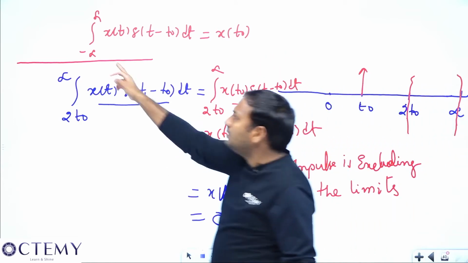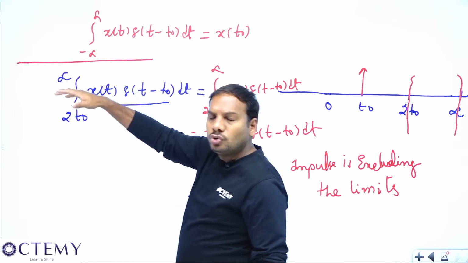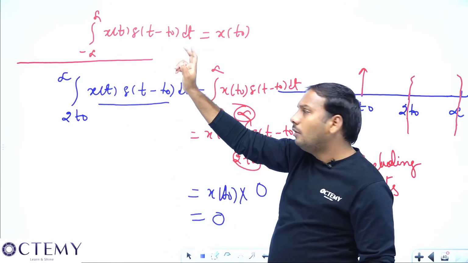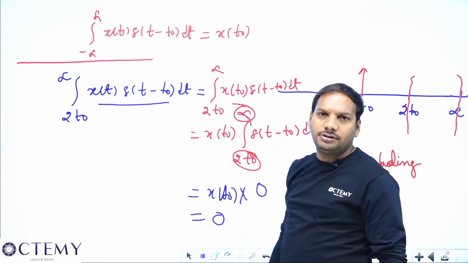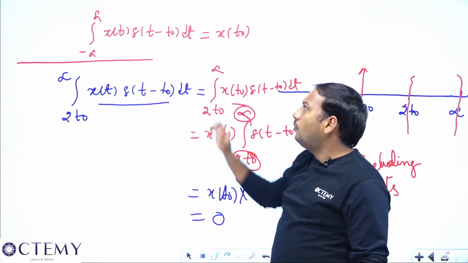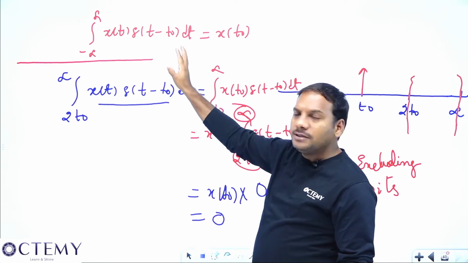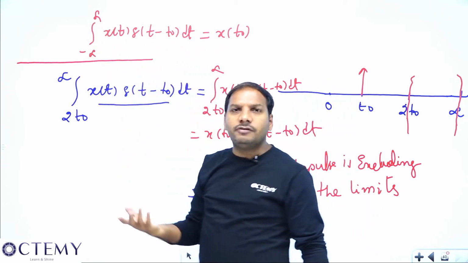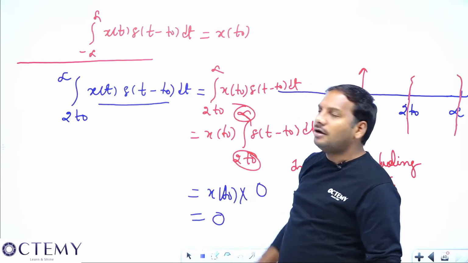If it is from minus infinite to plus infinite, so throughout the range of the x-axis, compulsorily this impulse will be included, whatever the value of t naught is. Okay, so whatever the value of t naught, compulsorily this t naught will be included between minus infinite to plus infinite. That is why the answer is always x of t naught.